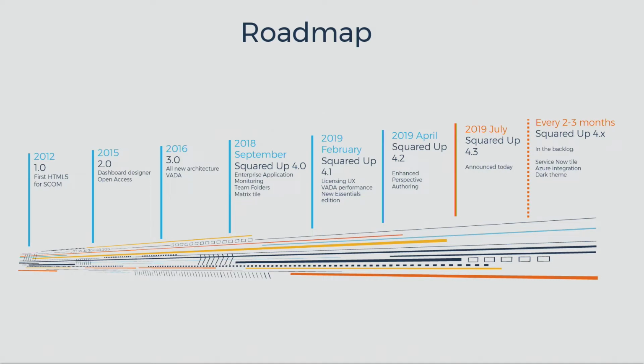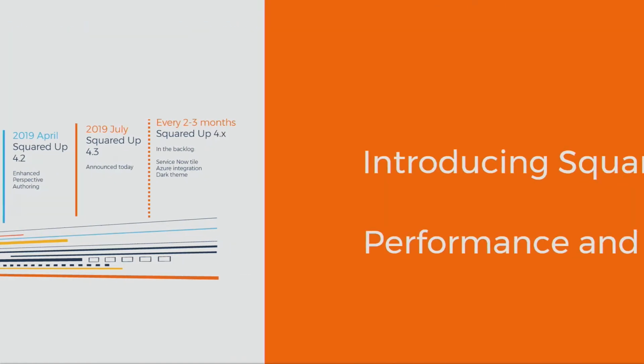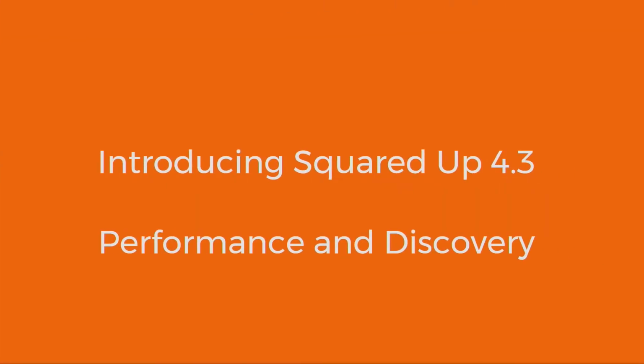And just to entice you with some of the things beyond 4.3 that we're thinking about: a ServiceNow tile that brings much more out-of-the-box integration with ServiceNow, some deeper Azure integration, a dark theme. Ooh, what could that mean? Well, those are coming further in the roadmap. They're in the backlog. But today, what we want to talk about is version 4.3.